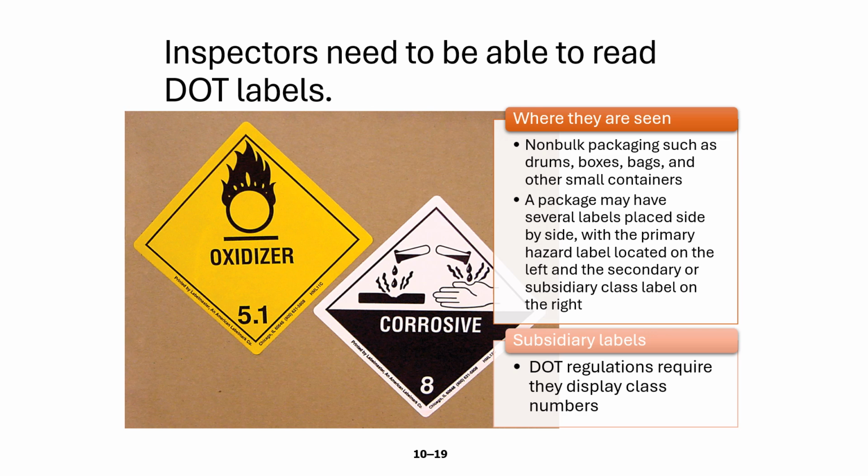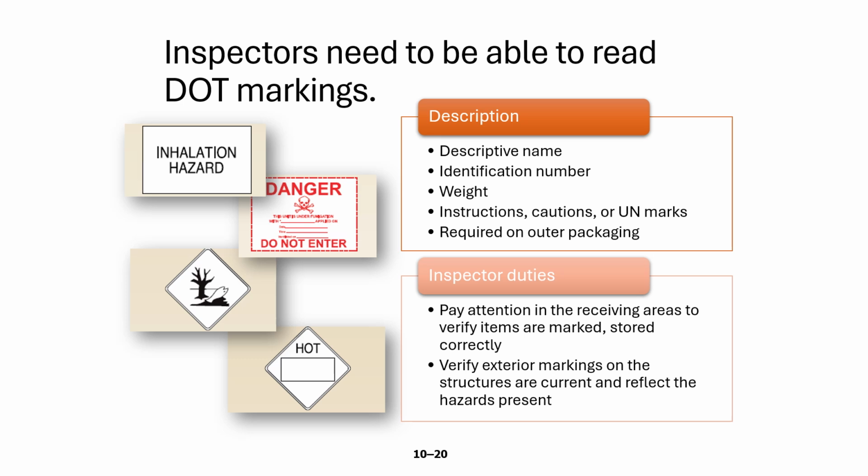DOT regulations require the subsidiary labels have their class numbers displayed. Inspectors need to be able to identify a DOT marking and understand, based on what's on that marking, what's inside the package. So there should be the descriptive name, the ID number, a weight or a specification that includes instructions, any cautions, and UN marks, all required on the outer package containing any type of hazardous materials or goods.